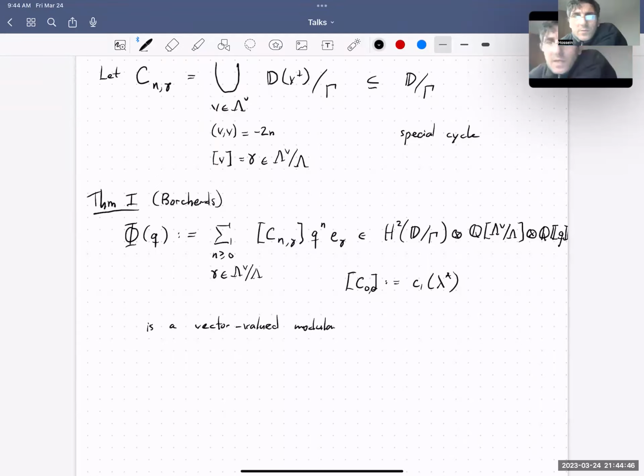What is the gamma? It's just a formal variable. The discriminant of the lattice is just a finite abelian group, and so e_gamma is just a basis vector labeled by gamma. If this is your first time seeing this, you might want to just assume that the lattice is unimodular. Then you can just forget about all these lowercase gammas and just keep track of n. So maybe it's easier to read.